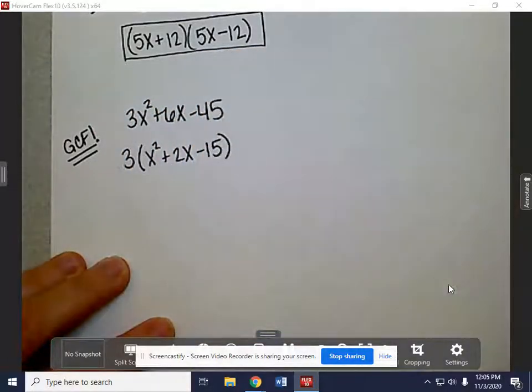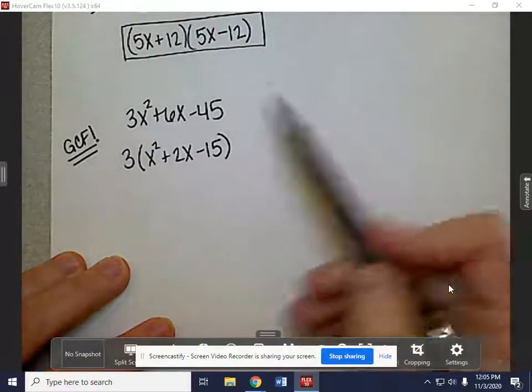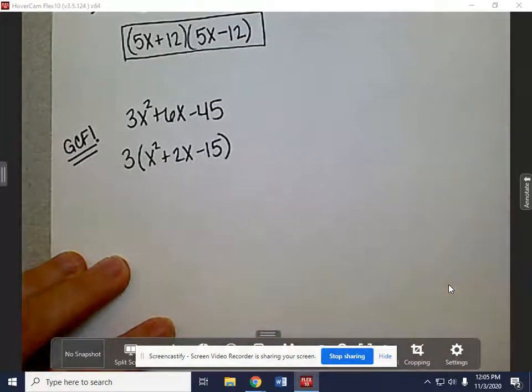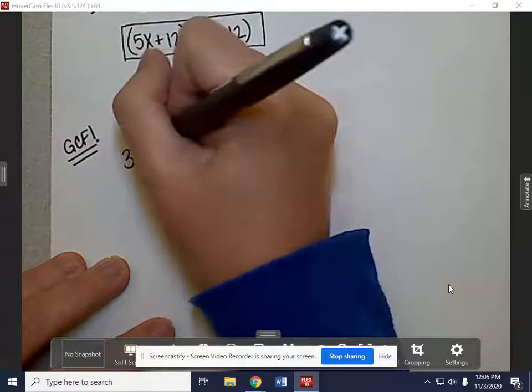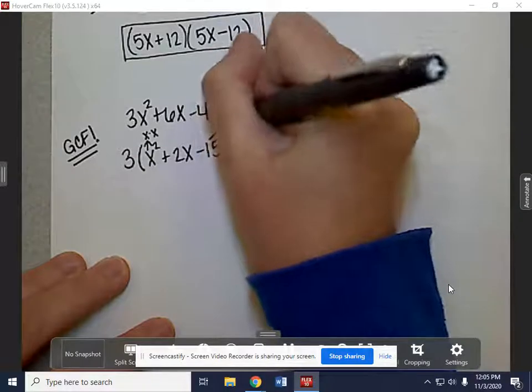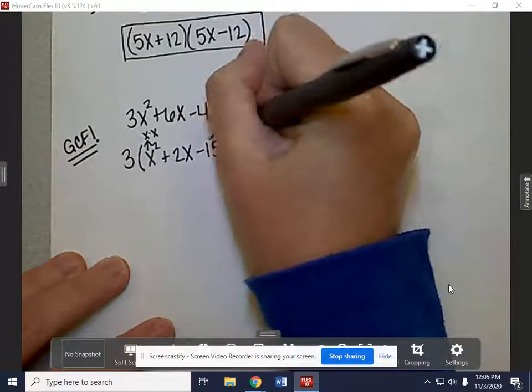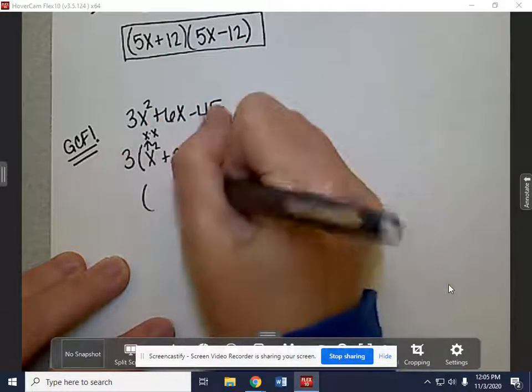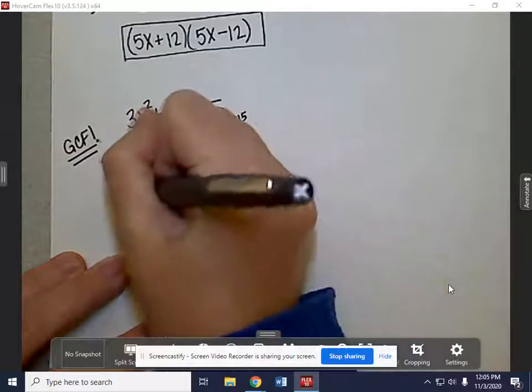So one, you have to do it. You might as well do it as your first step because now these numbers are way smaller. So you're going to have fewer factors, less work. So your first step is always check for a GCF. Now I'm going to go through the factoring steps we just went over. Find the factors of x squared, that's just x times x. Find the factors of 15, either 1 and 15 or 3 and 5. As I'm writing my answer, just don't forget that GCF has to stay there.